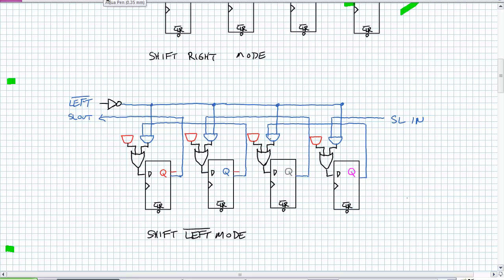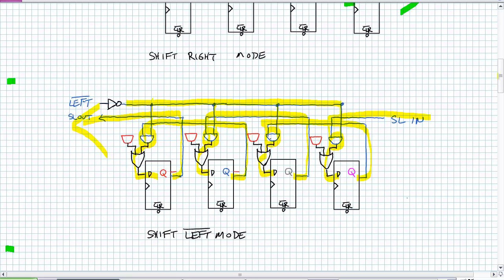Basically, it's enabling all these AND gates, this AND gate, this AND gate, this AND gate, and finally this one. If those are enabled, this is my input. It goes to D. This one's output is the input to that D. This one's output is the input to that D. This one's output is the input to that D. And this is my final shift left out. Despite all the spirals, what have we done? Gone left.